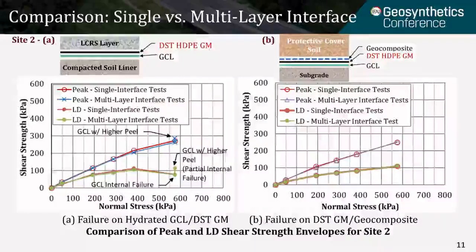This slide compares peak and large displacement strength results from the two methods for site 2. Virtually no difference in the test results between the two methods, even with GCL internal failure at the highest normal load for the bottom liner.